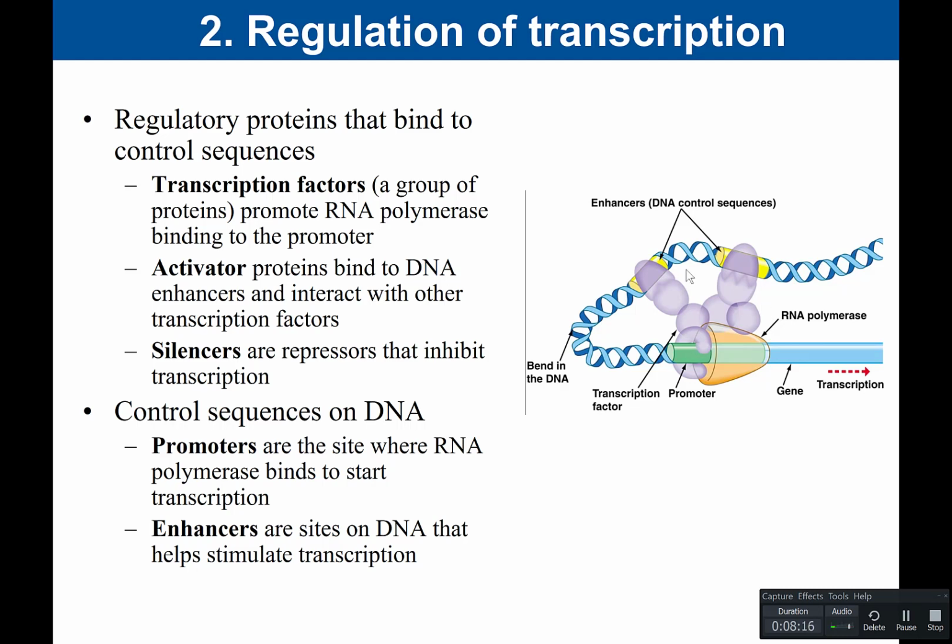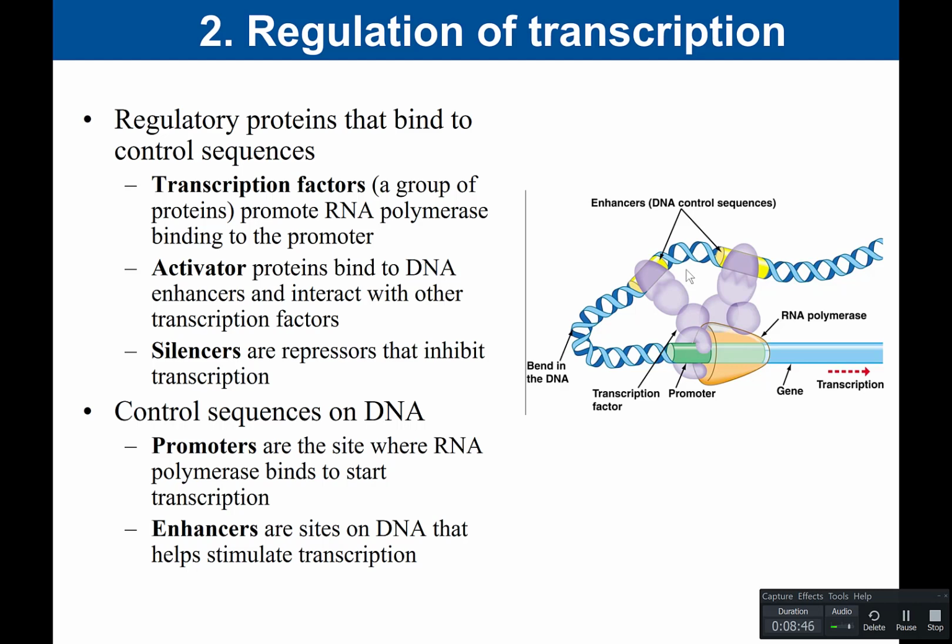Silencers are going to be repressor proteins that are used to inhibit transcription. They are going to silence or repress transcription. We also have regulation of transcription at the level of control sequences on the DNA. The promoter, remember, is going to be the site where RNA polymerase binds to initiate and start transcription. RNA polymerase has to bind to the promoter in order to initiate transcription.